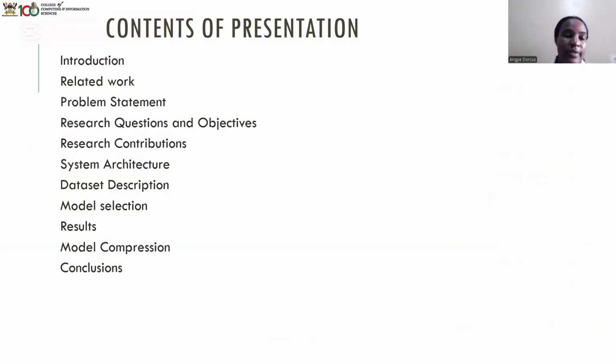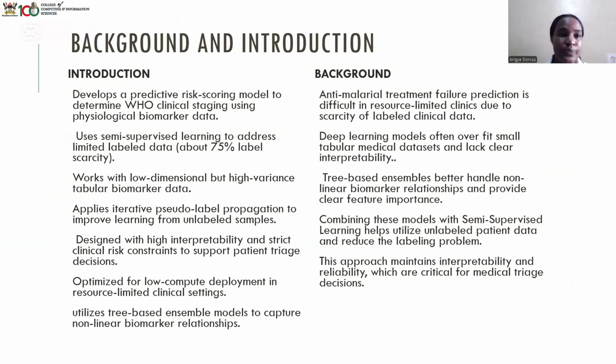The contents: we have the introduction, related work, problem statement, research questions and objectives, research contributions, system architecture, dataset description, model selection, results, model compression, and conclusions. I'll begin with the background and introduction.